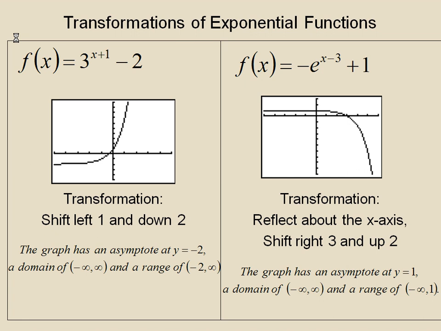Since we've shifted up 1, that means our horizontal asymptote has moved to y equals 1. Our domain is still minus infinity to infinity, but our range has now changed from negative infinity up to positive 1. And that's simply because we actually reflected about the x-axis, so it's changed the orientation of our curve.